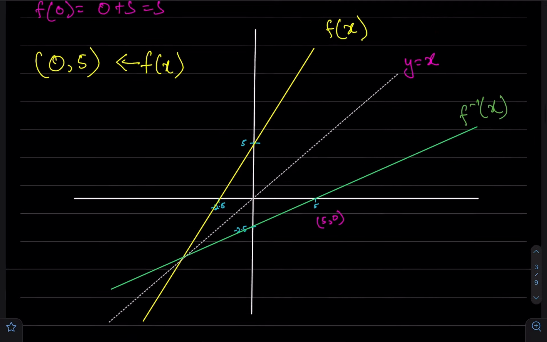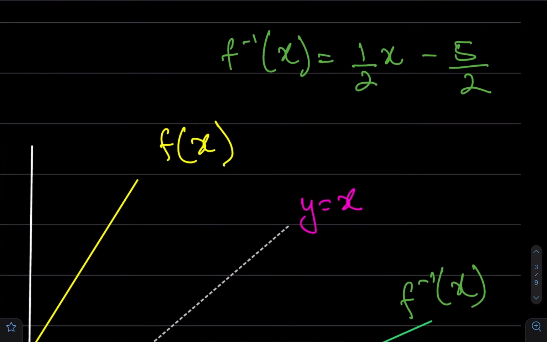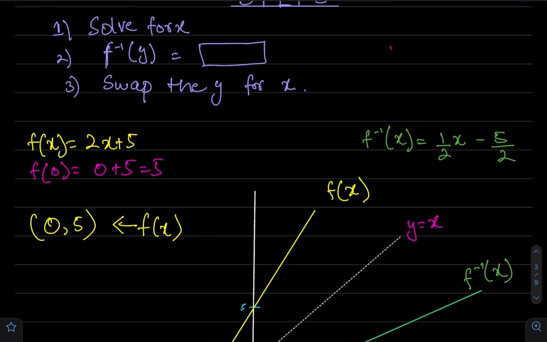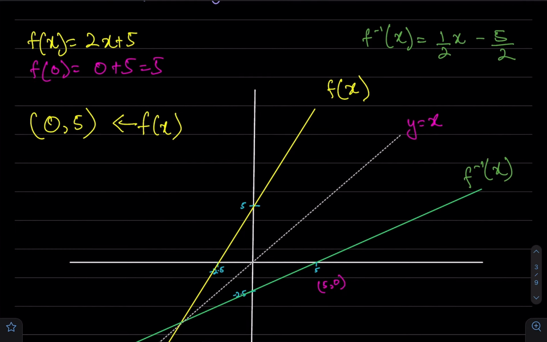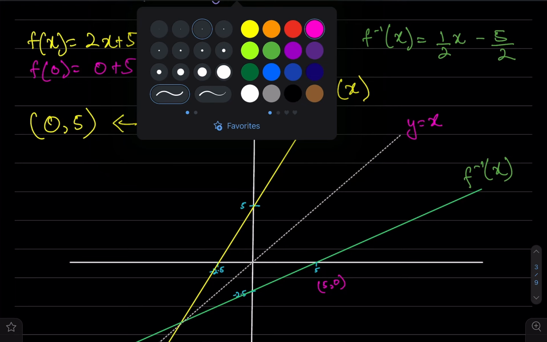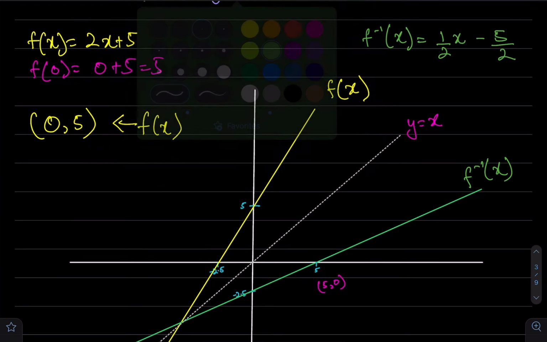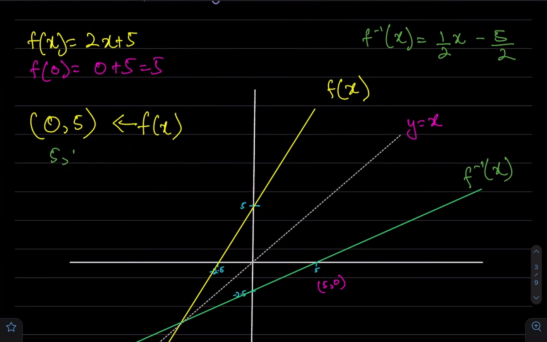because if you input 5 into this, you get 5 over 2 minus 5 over 2, which is 0. So for f inverse of x, you have this point. Do you see how these points have inverted? The x becomes the y, and the y becomes the x.